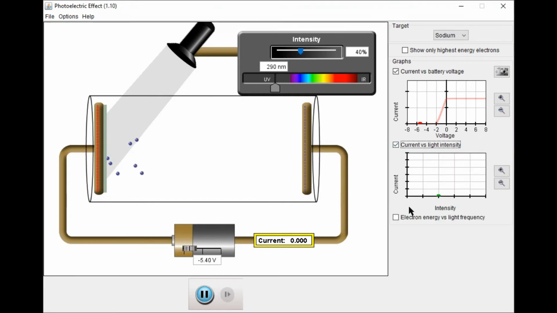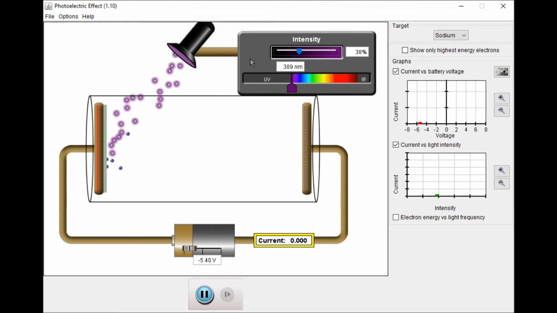The next graph that is shown there is current as a function of intensity. Earlier I described to you that the intensity is just describing how much light is hitting the plate. It doesn't give the electrons any more energy. Instead of showing the intensity as a beam of light that's very intense or less intense, it looks better if I show the photons instead.